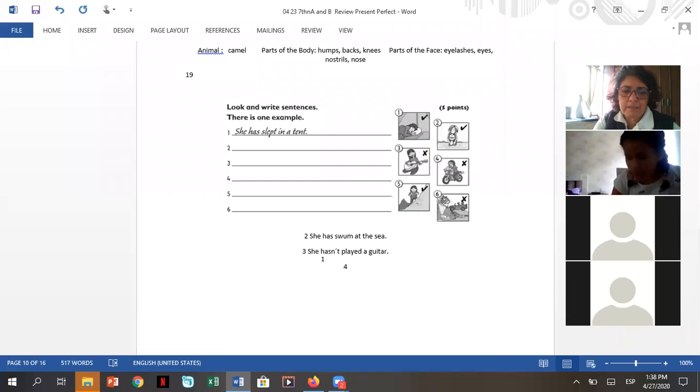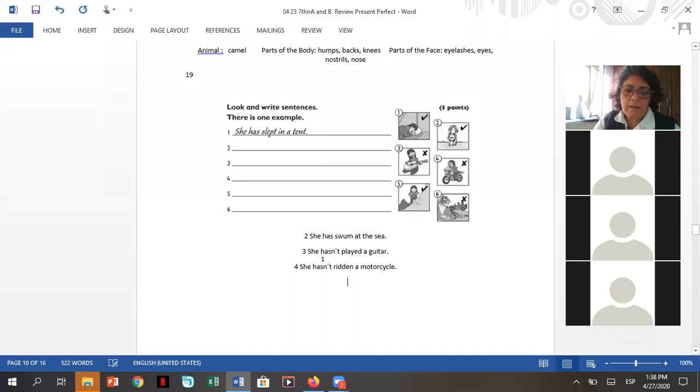She hasn't ridden a motorcycle. She hasn't ridden a motorcycle. Ridden a motorcycle. Okay, and number four. Teacher, number five. She has climbed a mountain. She has climbed a mountain. She has climbed the mountain. The mountain. Okay. And number six.